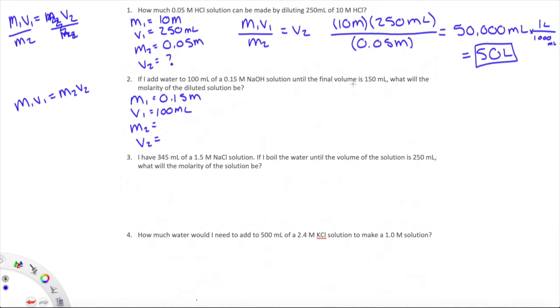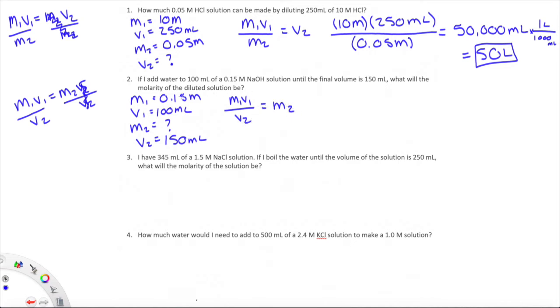And it says the final volume is going to be 150 milliliters. And it wants us to calculate the molarity of that solution. So now we're trying to figure out what the concentration is going to be after we add water. So we're calculating for M2 this time. So we need M2 to be by itself on this side of the equation. So I'm going to move V2 by dividing both sides. V2 is going to cancel out over here. And my final equation is going to be M1 V1 over V2 is equal to M2.